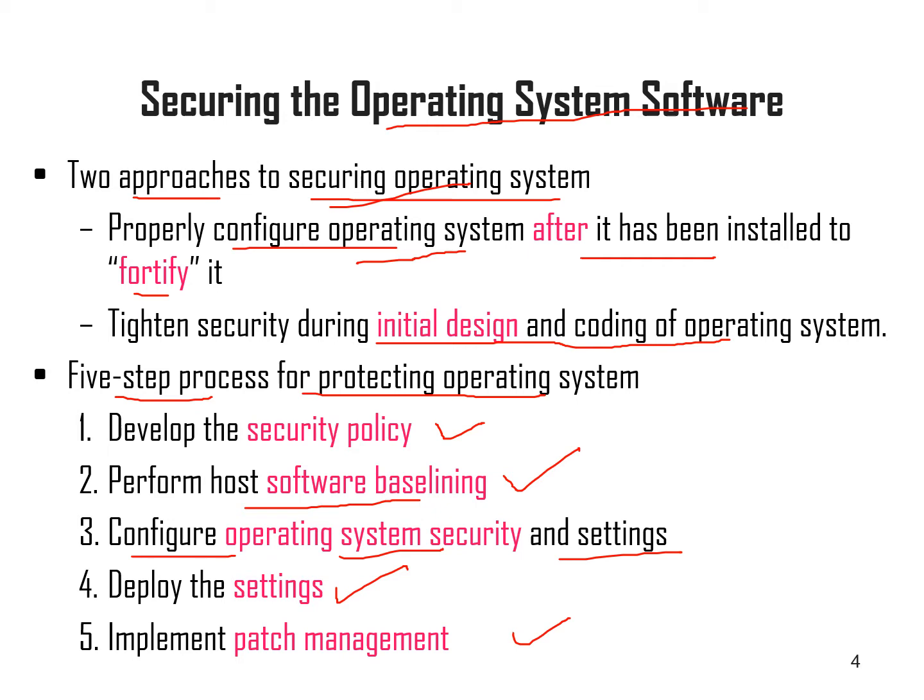We will see these five steps of the process for protecting operating systems one by one. So what are all the five steps? This is a very important topic that may come as an important question in your examinations. The five steps are: develop the security policies, perform the host software baseline, configure the operating system security and settings, deploy the settings, and implement the patch management procedures.